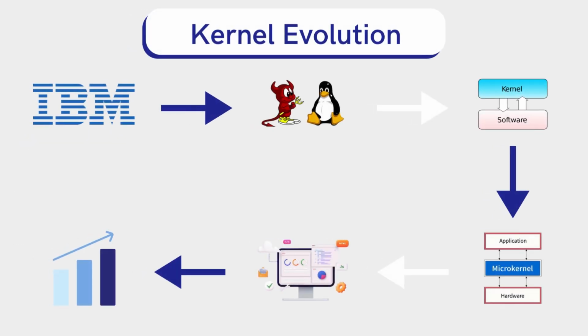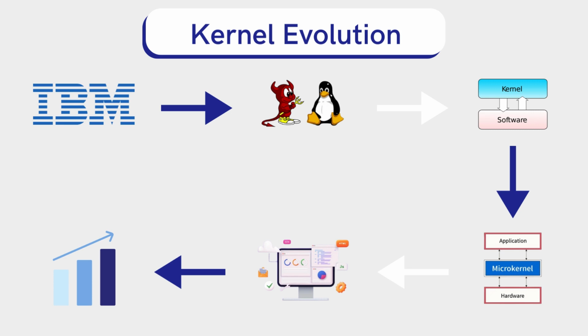Kernel evolution. Early operating systems. In the 1950s and 60s, IBM's big computers had simple kernels to do basic jobs like remembering things and running programs. Unix and Linux. In the 1970s, Unix was a big deal. It had a kernel written in assembly, and it did cool things like letting lots of things happen at once and letting many people use it.